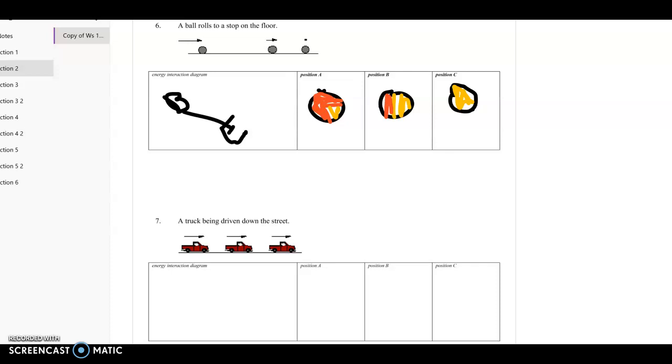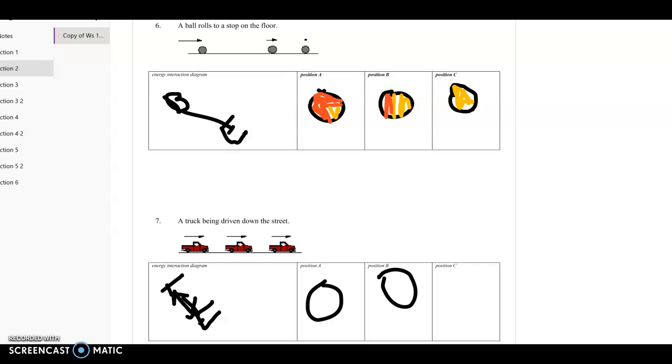If I do the truck being driven down the street, I'm just going to go ahead and tuck this one in here. Then I'm going to have the truck and the earth. I guess I could make the street something else, but I think I'm just going to make it the earth. If you hear me making this kind of decision, I think you're not going to lose credit for making it, okay? So then I would have a dashed line around here.